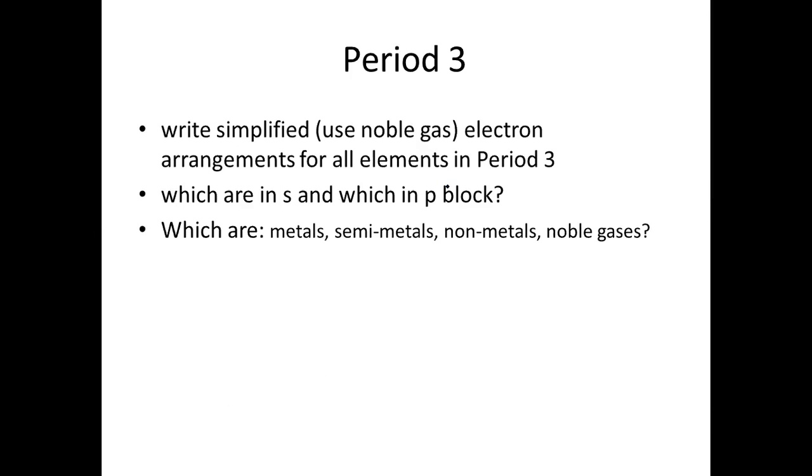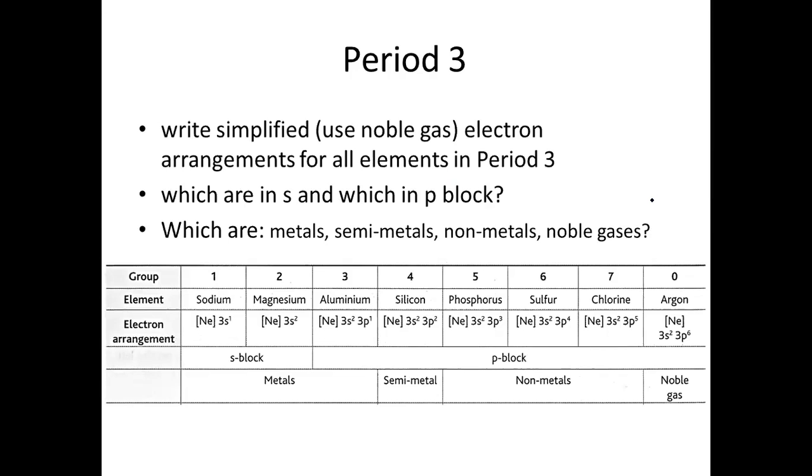Yeah, so we will need to look at the electron arrangements a little bit more to answer that question. So what I want you to do for all elements in period 3, I want you to write a simplified, so noble gas, electron arrangement. Then I want you to decide which of them are S block, which of them are P block. And then for each of them also to find out, are they metals, are they semi-metals, are they non-metals, are they noble gases? So pause and have a go.